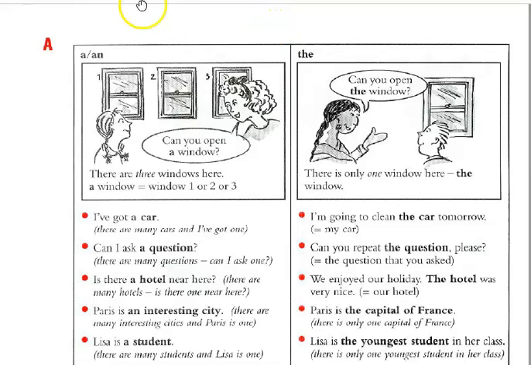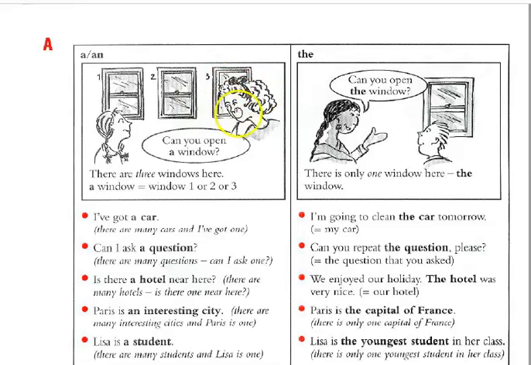Now last week we looked at when you use a and when you use an. So now we're going to see a little bit more in depth about when you actually use each one. So for example, let's have a look at a and an, the first picture here.